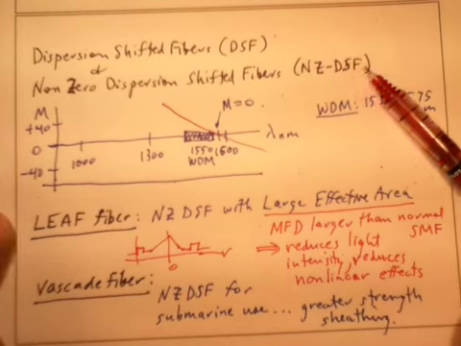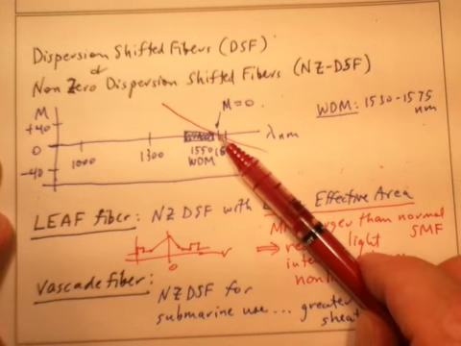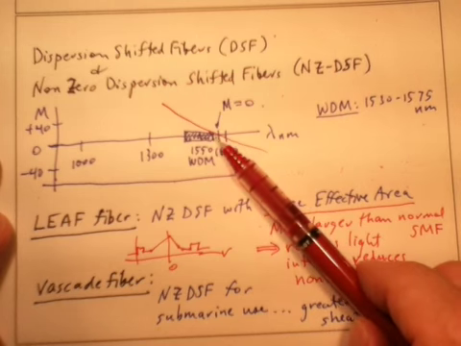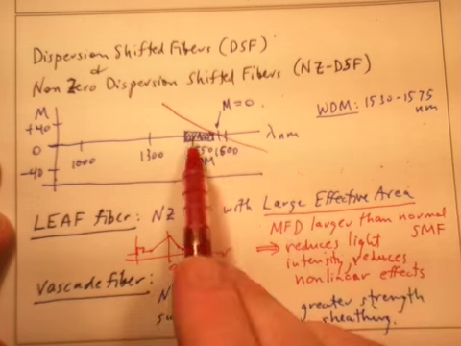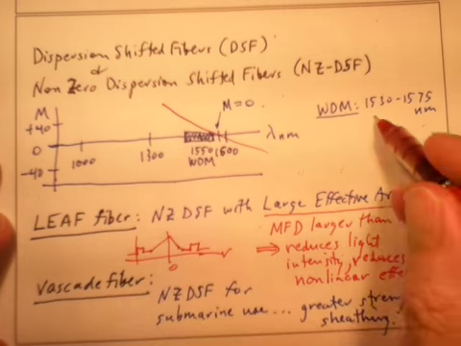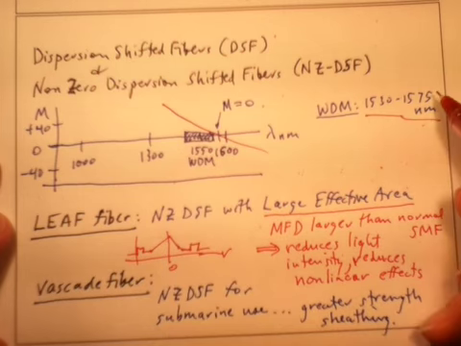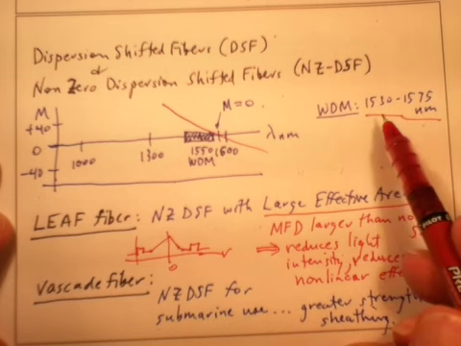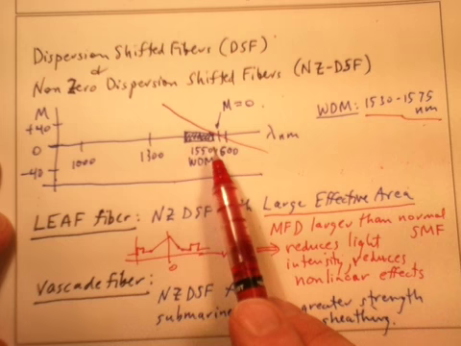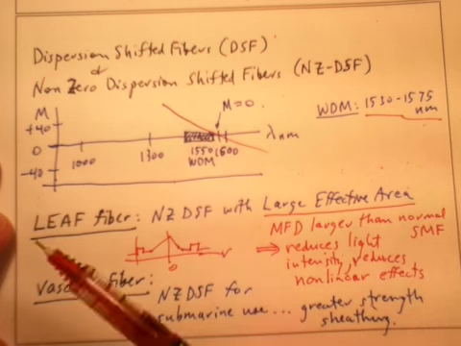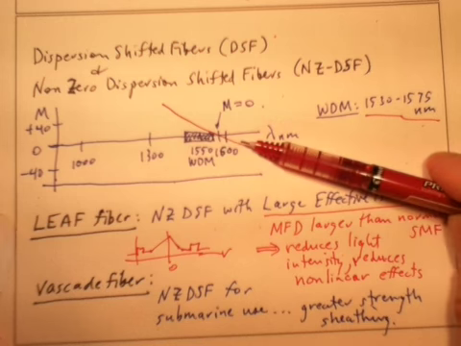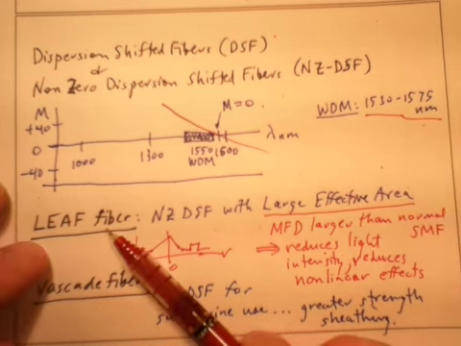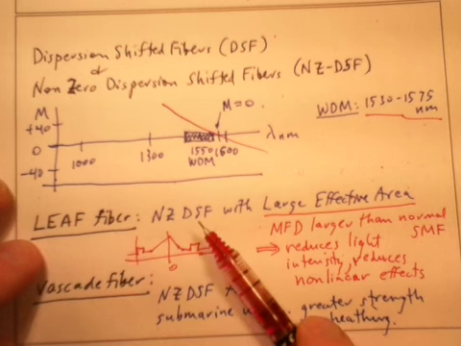Just to wrap this up, non-zero dispersion shifted fiber has its zero dispersion point shifted out into the 1550 range. I think it's usually a little bit above 1550. And that way, in this range of wavelengths from 1530 to 1575, where 1550 WDM systems typically operate, we have low but non-zero dispersion. So we get the best of both worlds there. We get low dispersion, but we don't have zero dispersion. And that's exactly what LEAF fiber is. It's a non-zero dispersion shifted fiber.